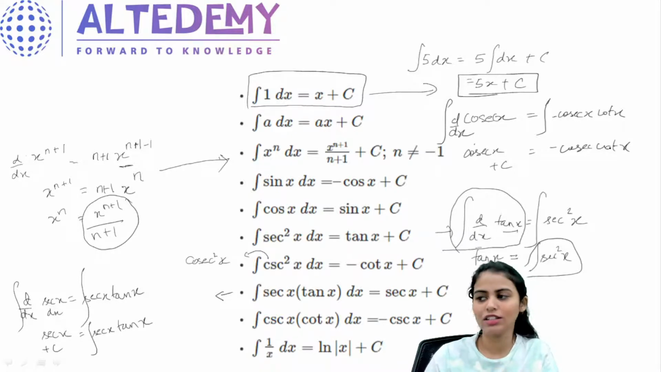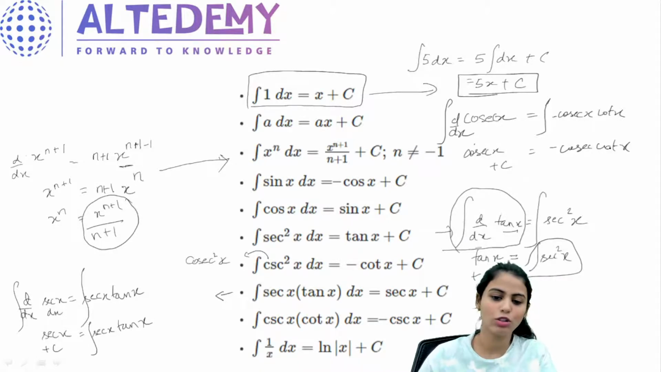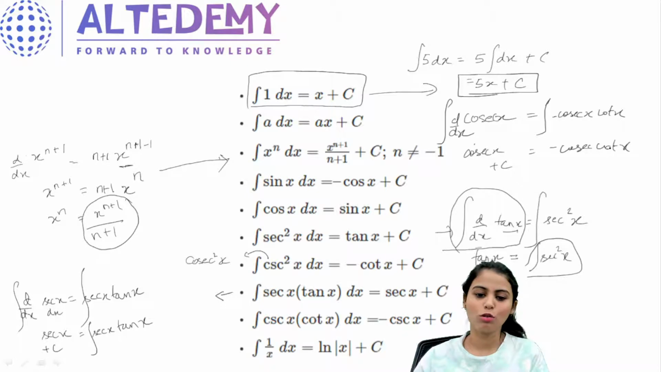Plus c can be any real number, okay? A negative number, a positive number. So we are just writing plus c. C can be a negative number, c can be a positive number. You don't need to think about an indefinite integration. Just wherever there is no limit, just write plus c and that is it. Your work is completed. You are good to go.